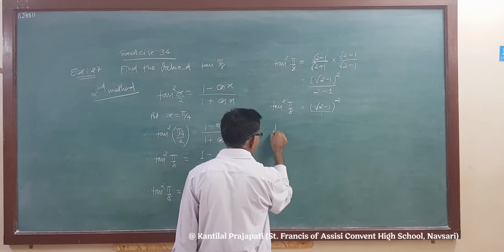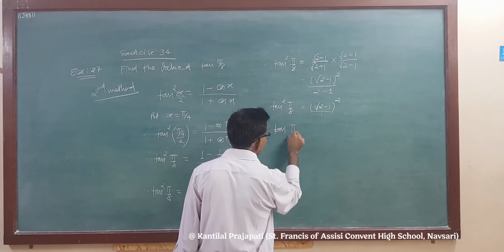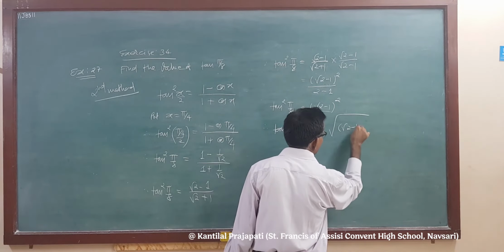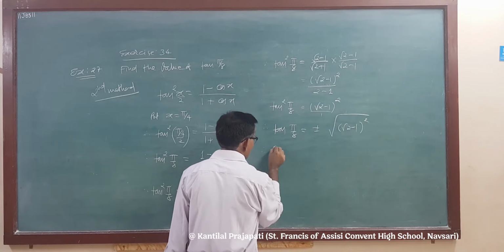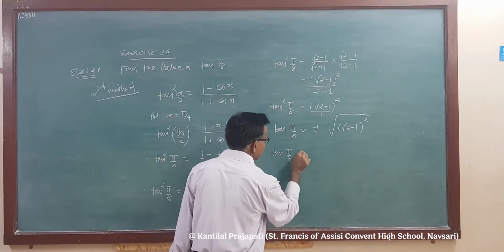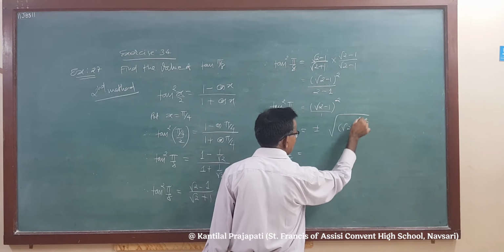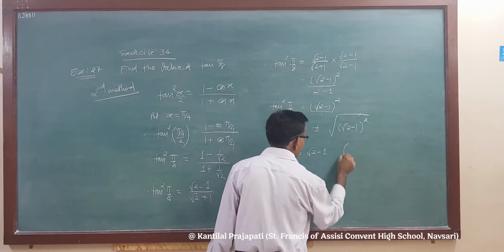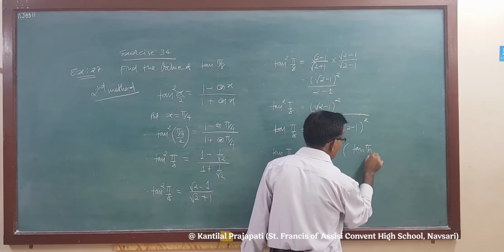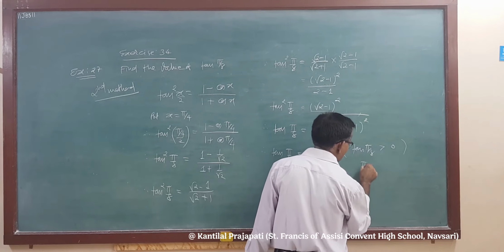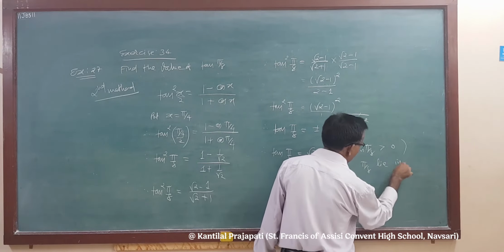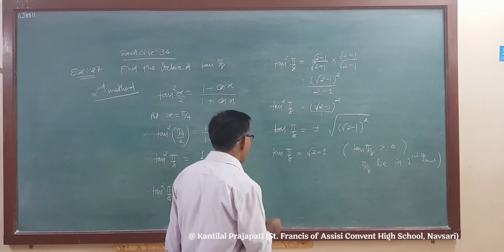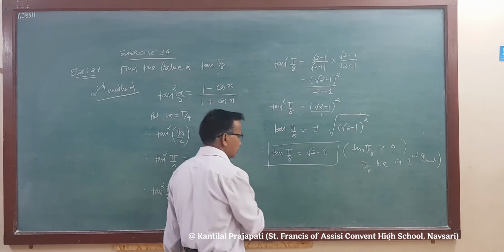Now, squaring, we have to take the positive square root actually. So we write plus or minus root 2 minus 1 whole square. Therefore tan pi by 8 is equal to, the square root and square cancel, so you get only root 2 minus 1. Tan pi by 8 is greater than 0 since pi by 8 lies in the first quadrant. So tan pi by 8 is root 2 minus 1. This is the answer.